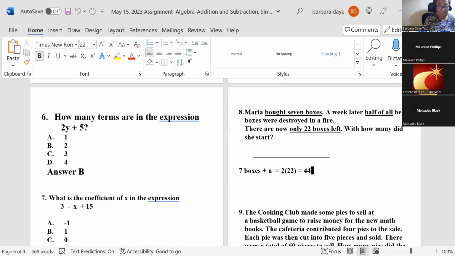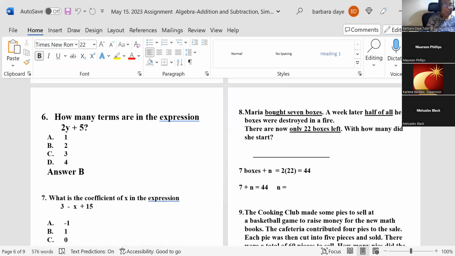We're not finished, Mercedes. With how many did she start? If she bought 7, okay, 7 plus N is 44. What is N equal to? Let me just put this as 7. 7 plus N equals 44. What is N, Mercedes?